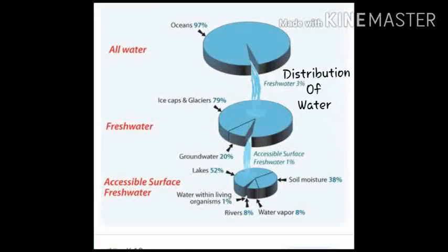Now our next topic is distribution of water. The distribution of water is highly uneven on the surface of the earth. As the population is very large and fresh water is very less, the demand for fresh water will automatically increase, and if people do not get water, then it will not meet the demands of all the people. So it is very important to conserve water resources.